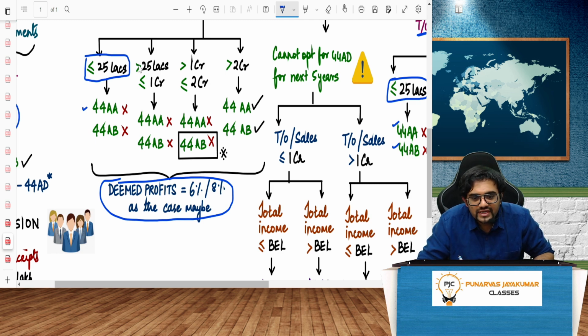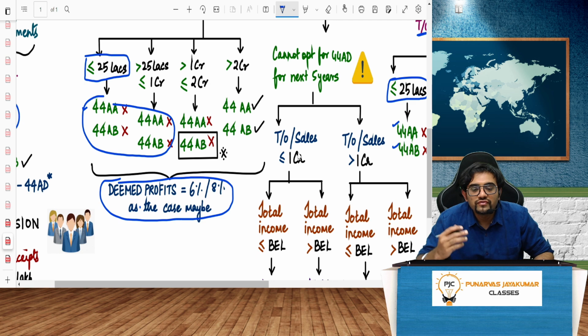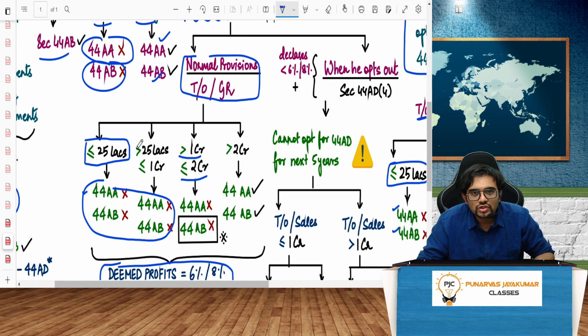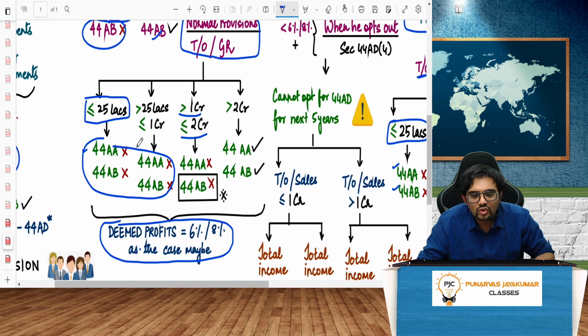Whether it is less than or equal to 25 lakhs, greater than 25 lakhs, or less than 1 crore, in all these cases you are opting for the same, right? So what will not apply? 44AA will not come, 44AB will not come. Right? But what if you are opting, and your turnover and gross receipts, whatever you are claiming, is more than 1 crore, less than or equal to 2 crore?